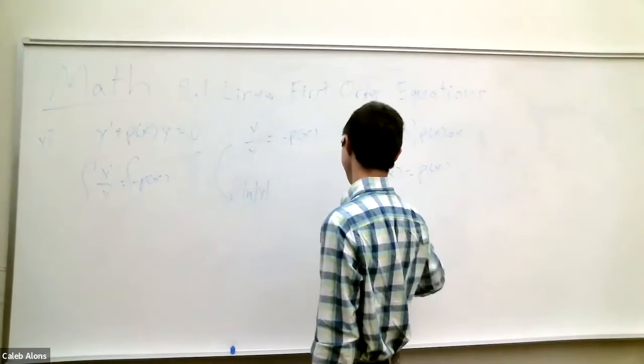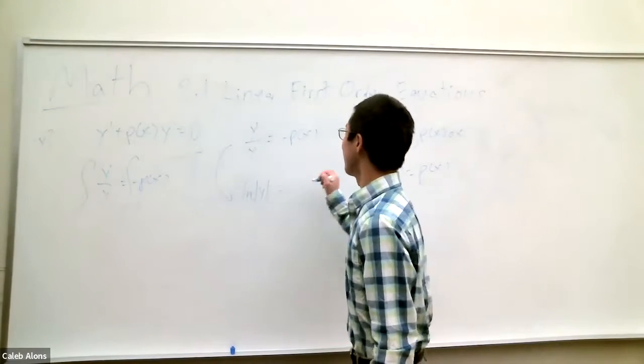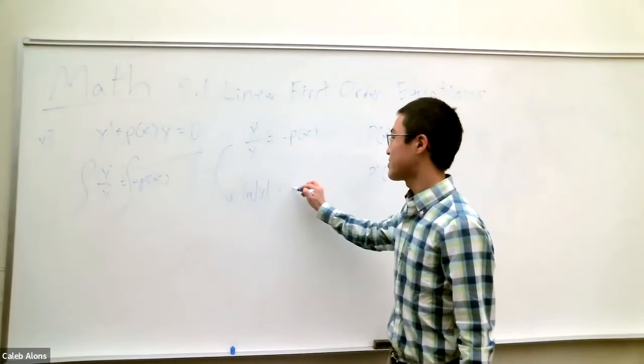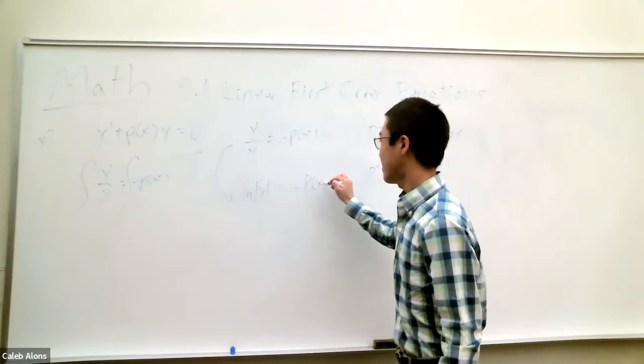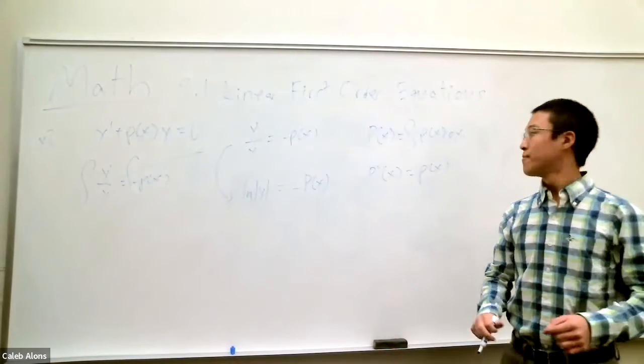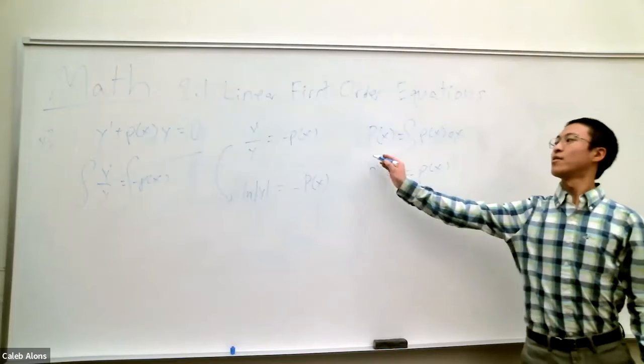Then, since we just defined the antiderivative of p to be capital P, we have the minus. So it's negative capital P of x. Isn't it P prime? Oh wait, not here.